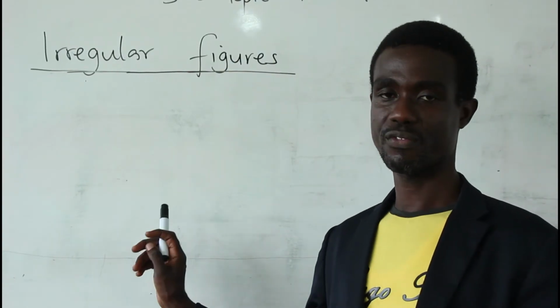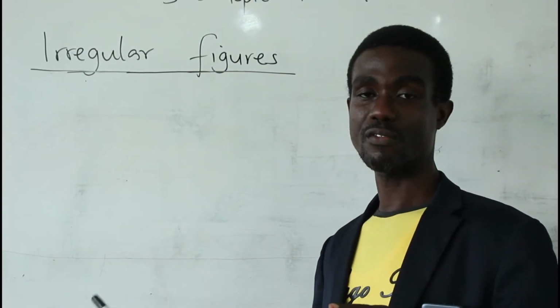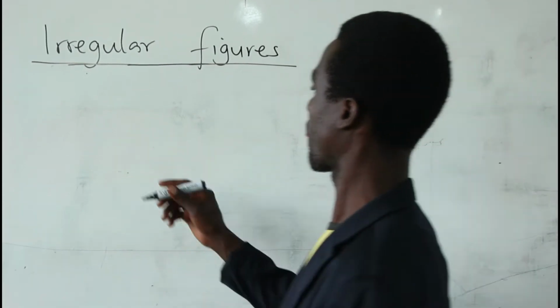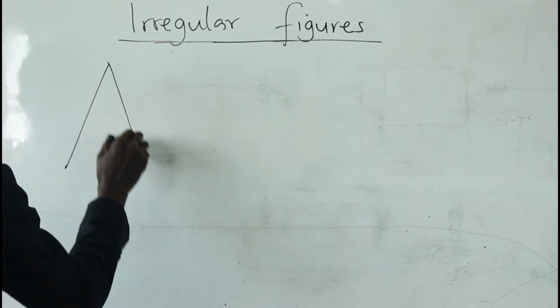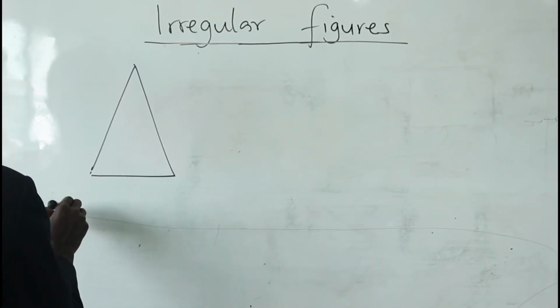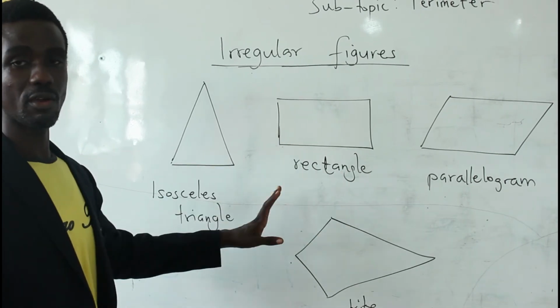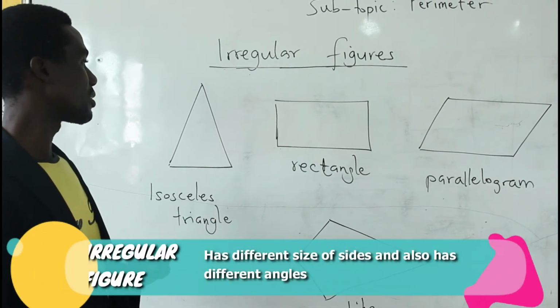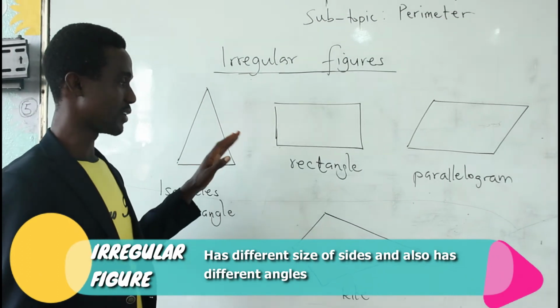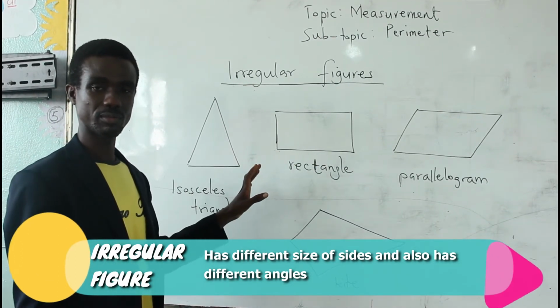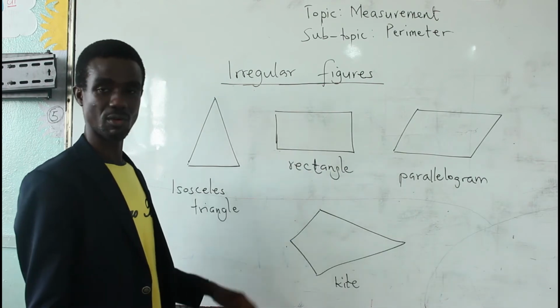Remember, your unit must always be added to your answer. Now to irregular figures. I'm going to put irregular figures into 2 separate groups. The first group is this. Now, these are my first set of irregular figures. Notice something about all these figures. Think about what is common among them, or what are the differences among them.